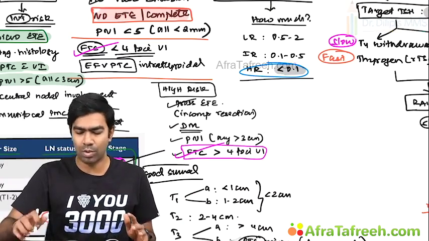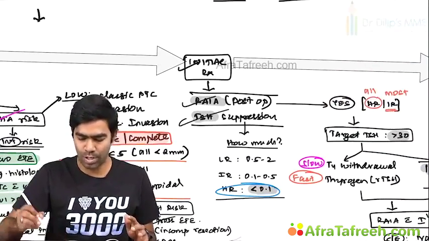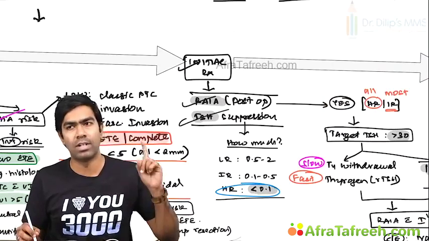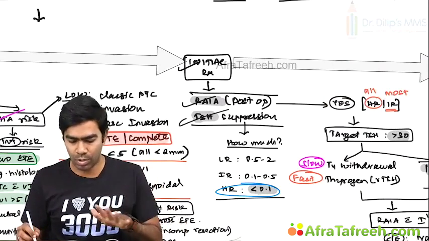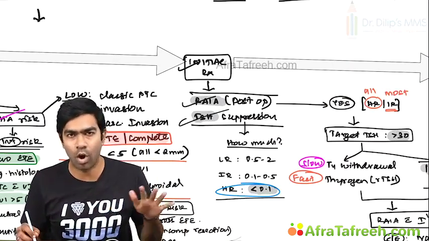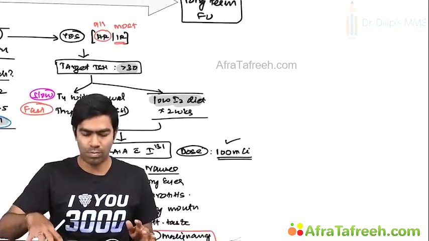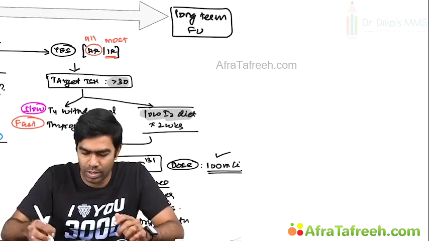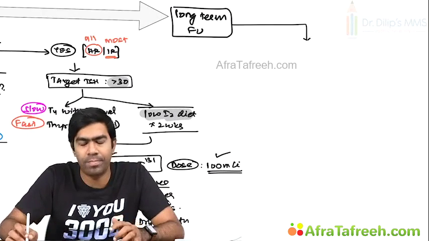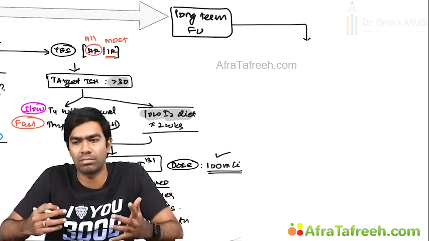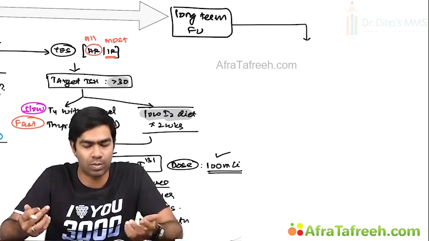So that is the reason I told you to know what should be your initial treatment after the surgery. You have to know the ATA risk. Without that, you can't tell all these things at all. Fine. So now you have done all these things. What about the long-term follow-up? The idea of this is to understand how long you are going to give TSH suppression and what is the further plan.